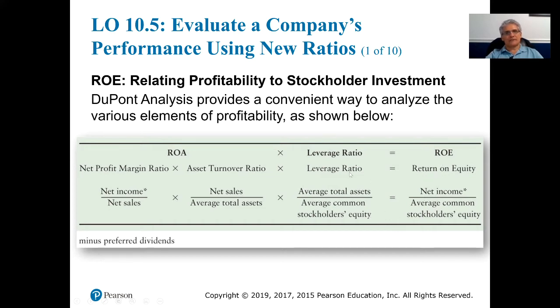Now, this is a long way to go about it, but in the end, the ROE is actually equal to the net income divided by the average stockholders' equity. Well, you can see because the net sales here cancel out, average total assets cancel out here. So what's remaining is net income divided by average common stockholders' equity.